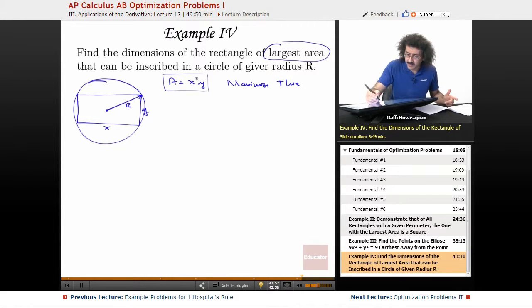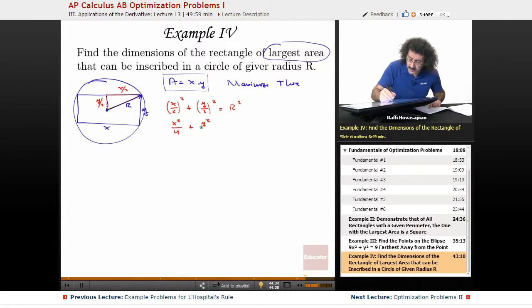Maximize this. Well, I have two variables. I need to find a function of one variable, so I have to find a relationship between x and y. Well, I have a relationship between x and y. If I draw this little triangle here, see this little triangle? We work in red. And this little triangle right here. Well, this side is y divided by 2, and this side is x over 2. Therefore, I have, by the Pythagorean theorem, (x/2)^2 + (y/2)^2 = r^2.